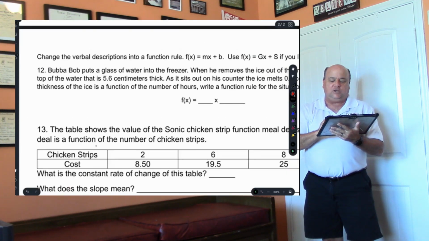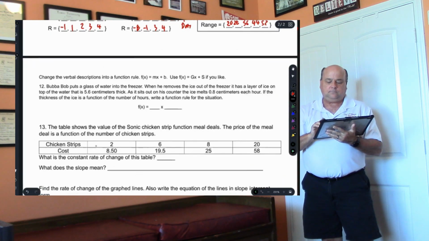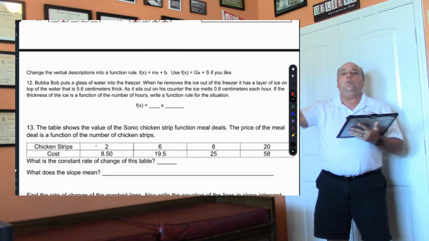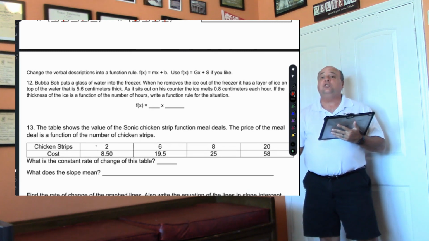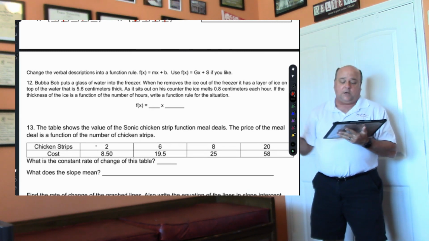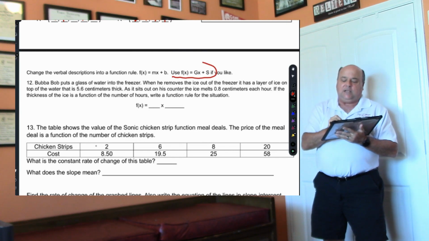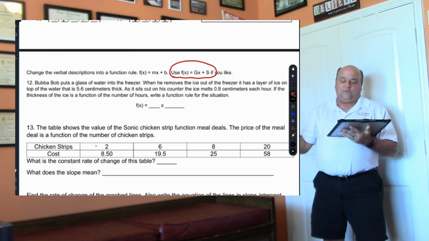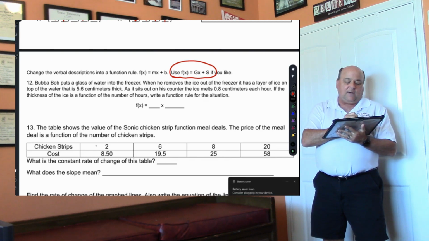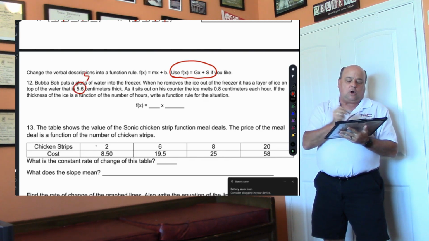So if you turn the page, we're right here. Okay, what we want to do is turn this verbal description into a graph. That's one of your tasks. And it's a lot easier if you do this. So if you read the problem, I'm not going to read it word for word, but he has a layer of ice. This right here would be our starting amount.